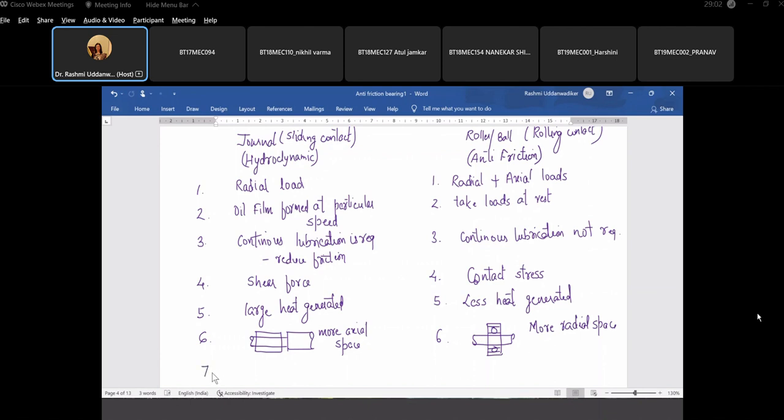Can you talk about shock absorbing capacity? Which one do you think can absorb more shocks? Or the vibrations would be less in which case?